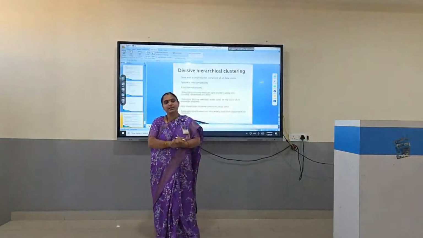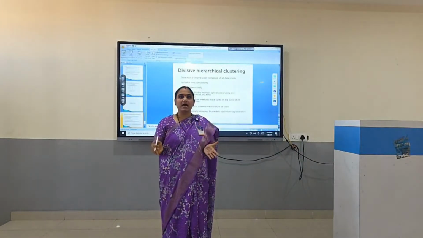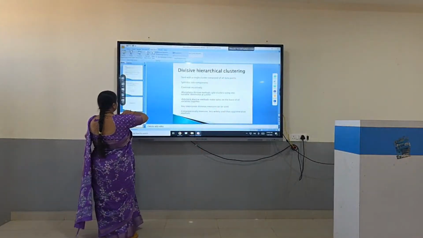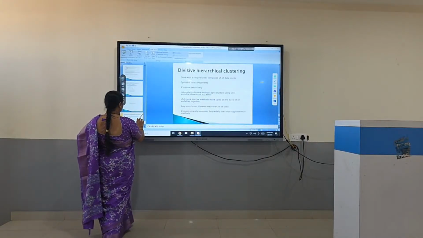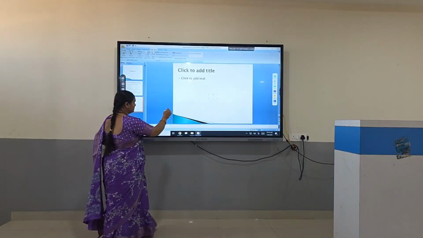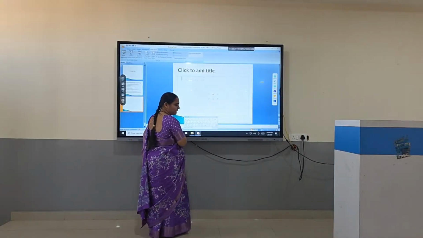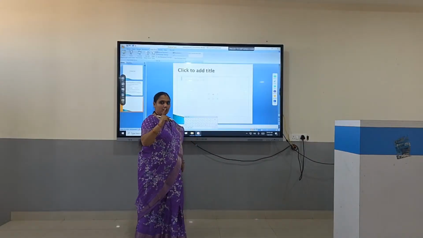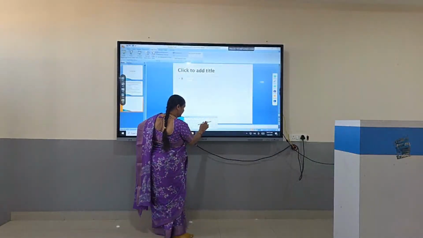Agglomerative clustering. In agglomerative clustering, all the data points are treated as individual clusters, then they are combined into a single cluster. Now, in divisive clustering, I'll write it here itself, all the values we have are treated as one cluster.